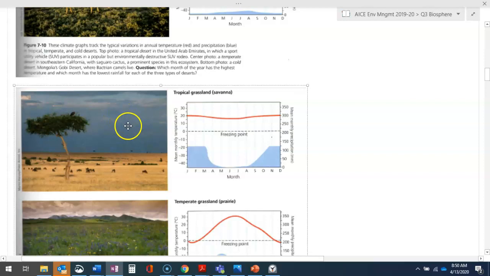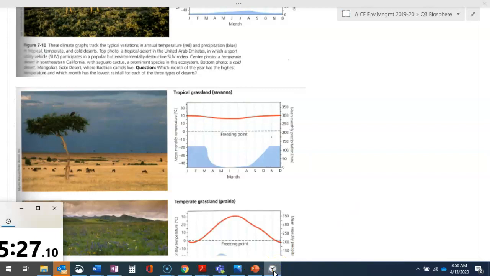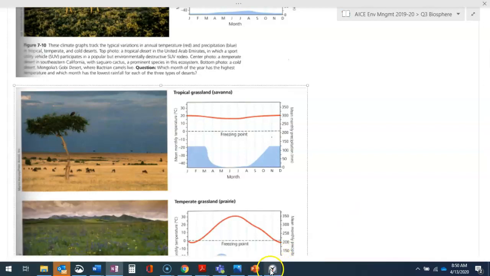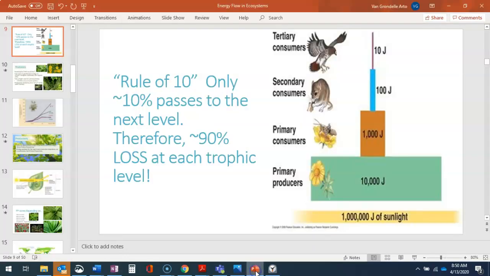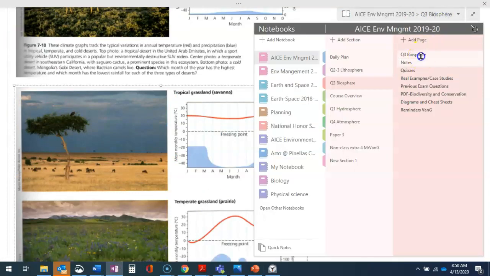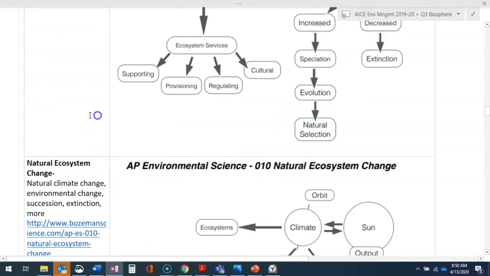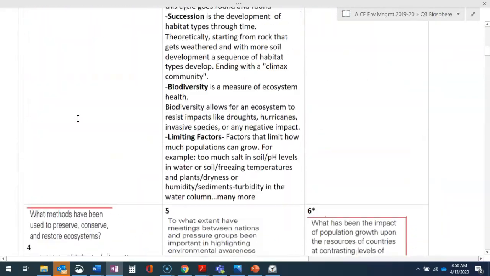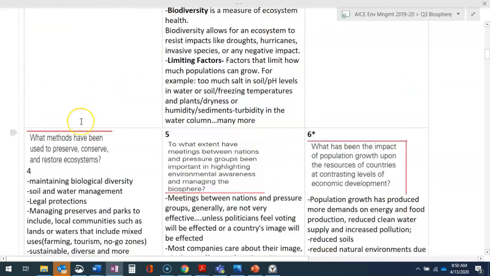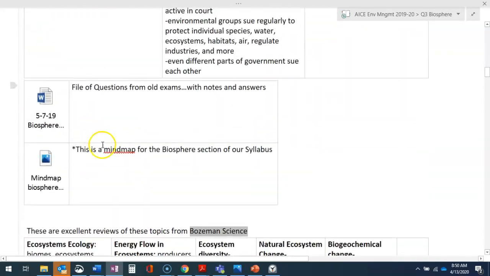I'm going to move on. How much time have I used here? 5 minutes. Okay, so we're going to move on to the OneNote Biosphere section. On the top of the Biosphere section, we have a lot of good stuff to refer to. Here in the very top is the syllabus, points for the syllabus. I made a mind map for these to help you somewhat distinguish it, but there's a lot of stuff on the mind map, so I want to go back to that later when you have more of a sense of what you're looking at.